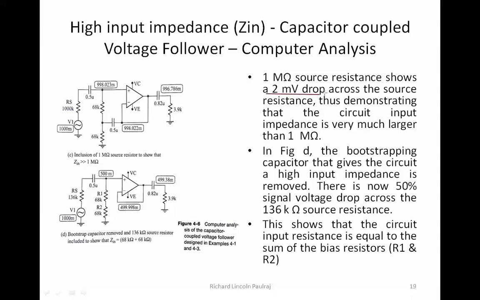Or 2 millivolt drop. Okay, so this actually demonstrates that the circuit input impedance is very much larger than 1 mega ohms. So we are just putting here 1 mega ohms, but then our impedance is actually much higher than 1 mega. So if I'm putting this 1 mega, then my output is dragged down. But then if I remove this and normally just send it, okay, we are actually getting a higher value.